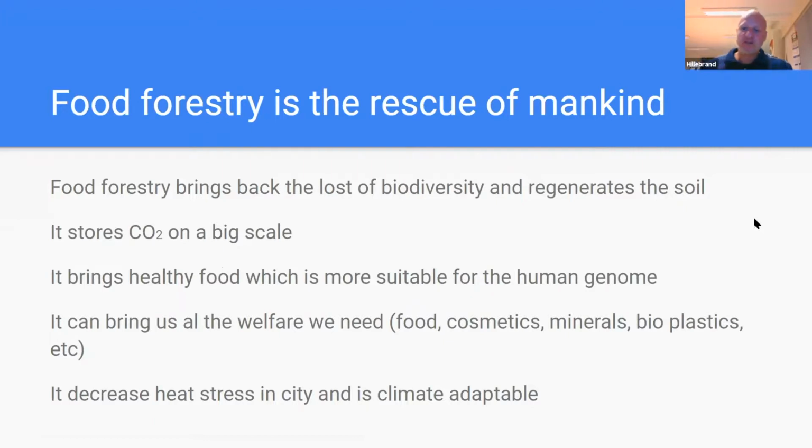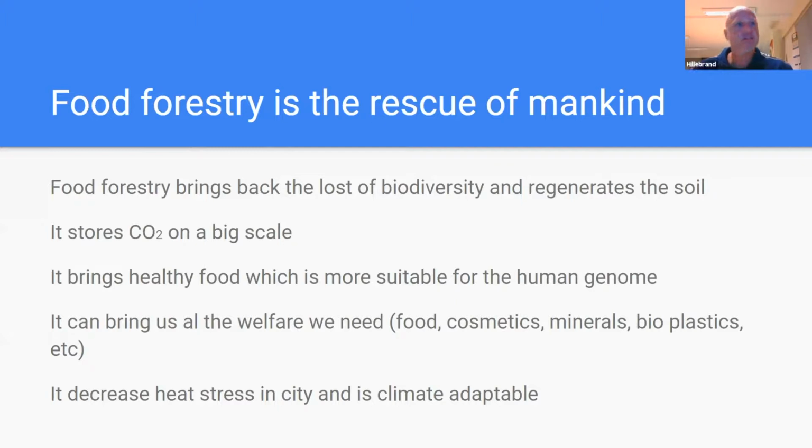The food we get these days is not really healthy for us. The human genome is actually the same as about 10,000 years ago, when we were hunter-gatherers, and I think the food you can get in a food forest is more suitable for our body. So it will make us healthier.